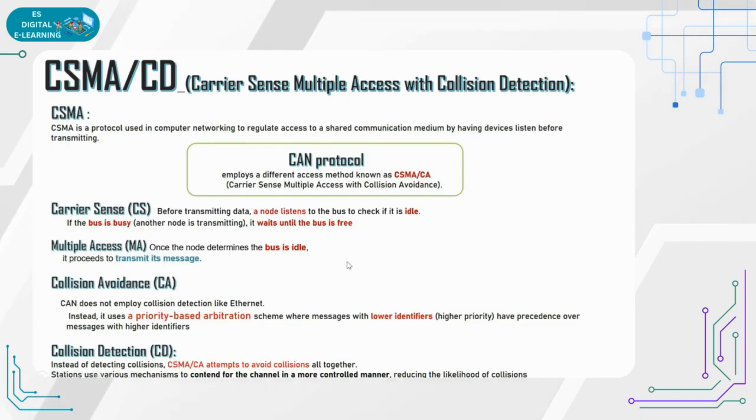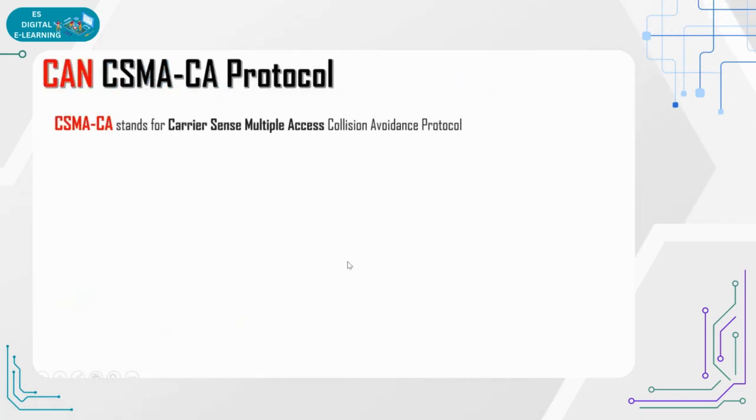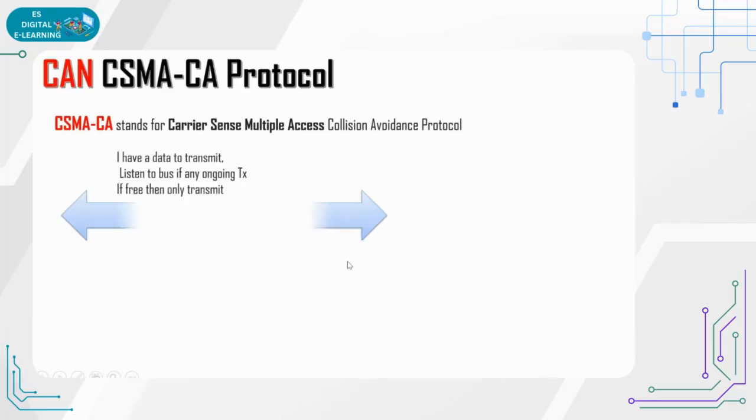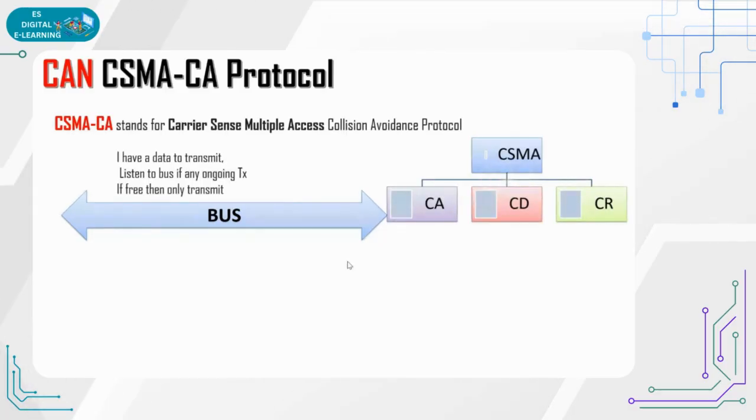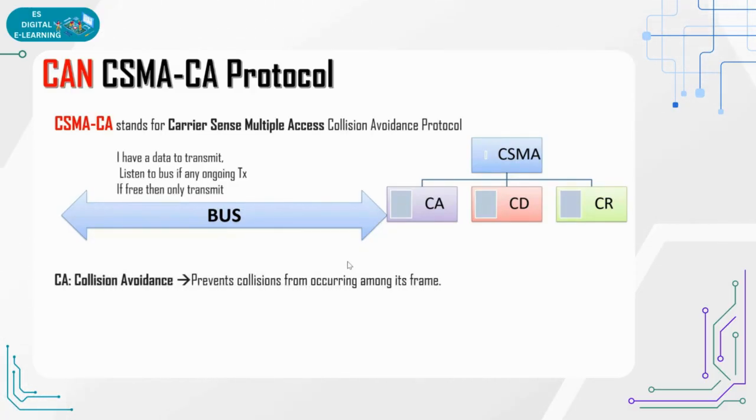So how will this work in the CAN protocol? I have data that should be transferred on the bus. When it is free only, the data will be transferred to the ECU. So it will follow these three methods: CA, CD, CR. CR is collision resolution. What the CA will do is prevent the collision from occurring among its frames. Whenever you are transferring the message, the collision will be avoided.